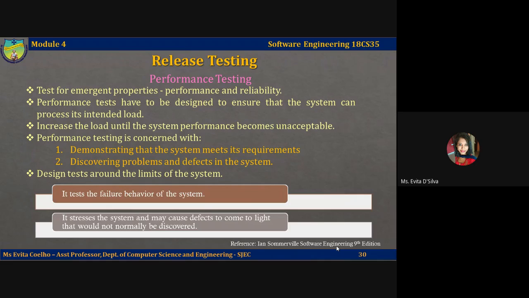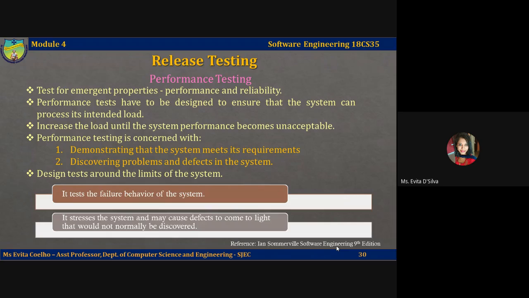Let's consider you are testing a transaction processing system that is designed to process up to 300 transactions per second. You start by testing the system with fewer than 300 transactions per second. You then gradually increase the load on the system beyond 300 transactions per second and continue doing this until it is well beyond the maximum design load of the system and the system fails. Now, this type of testing has two functions. Firstly, it tests the failure behavior of the system.